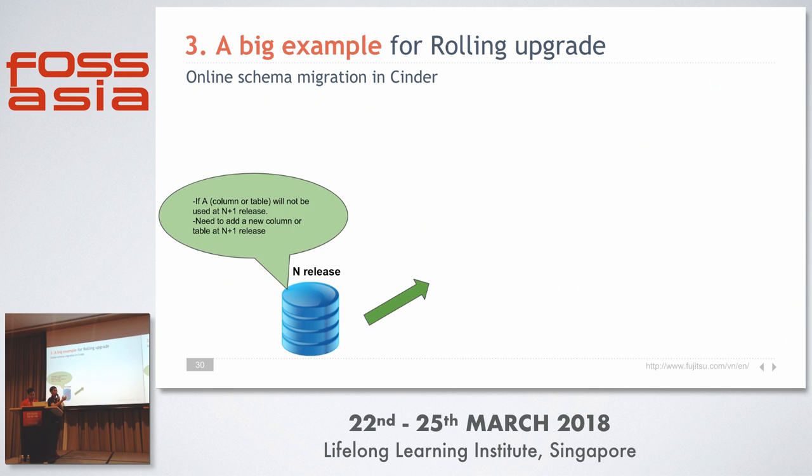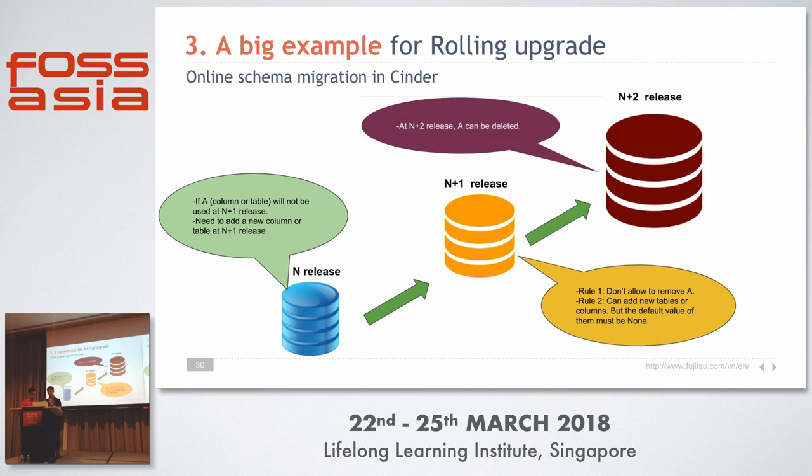That is the three phases. However, in Cinder's online schema migration, we compile the three phases into one phase. It means that Cinder needs to create two new rules. The first rule: if column A will not be used as of release N, we need to add a new column or table at release N. However, at release N plus one, there will be two rules. The first rule is don't allow removing A, and the second rule is you can add a new table or column, but the default value must be none. When we upgrade to release N plus two, column A will no longer be used. So at that time, we can remove the A column or table.